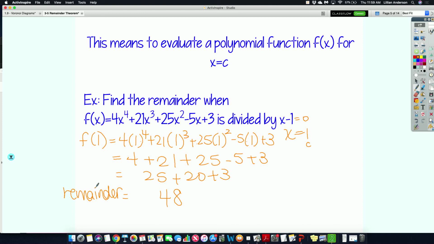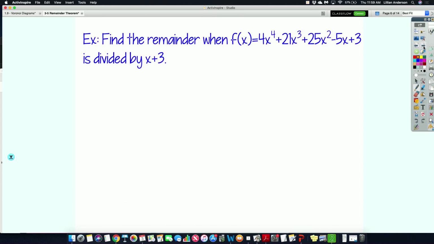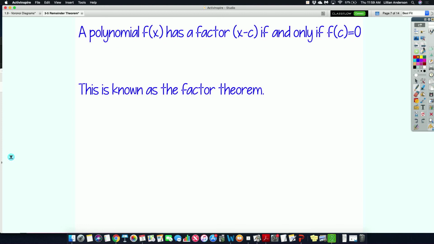Now, why is this important? I'll tell you why. Because if the remainder is 0, that means that x minus c is a factor. If it's a factor, that means it's an x-intercept, which leads to graphing your polynomials and so on and so forth. That's how it all ties in.